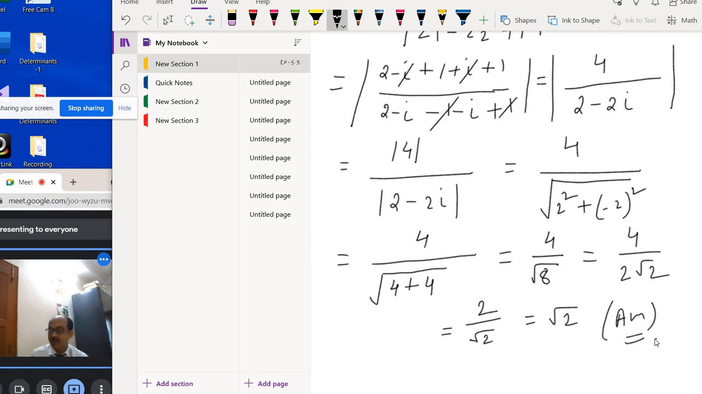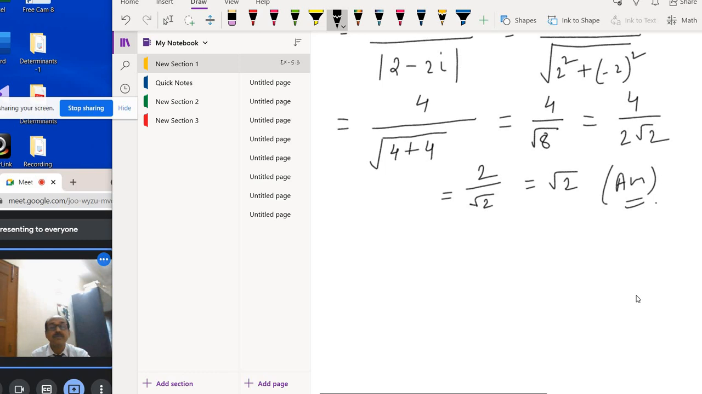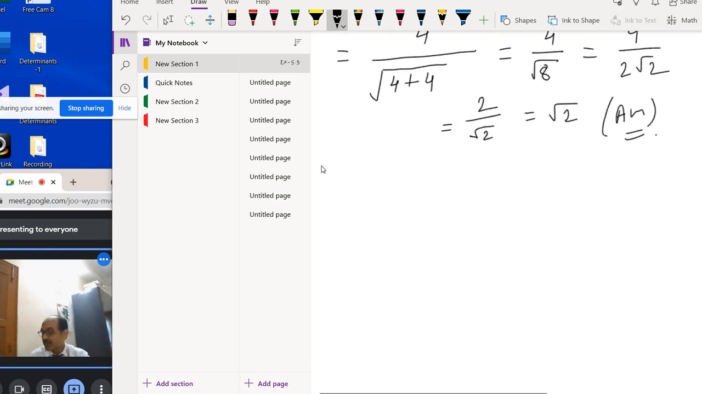Next question number 11. If a plus ib equal to (x plus i) whole square divided by 2x square plus 1, prove that a square plus b square equal to (x square plus 1) whole square divided by (2x square plus 1) whole square.